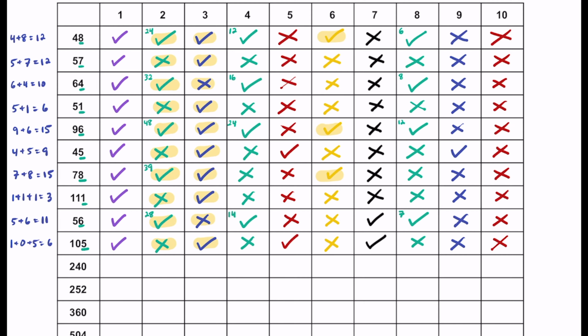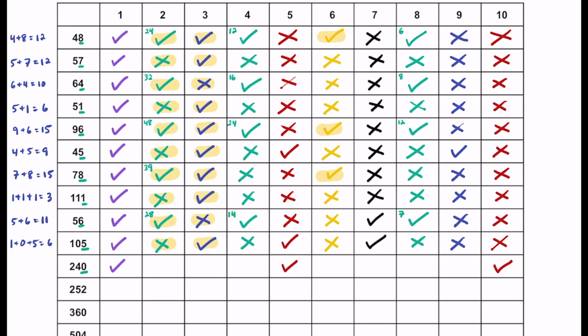Okay. Next, we have 240. 240 is divisible by 1. It ends with a 0, so that's going to work for 5 and 10. So this is divisible by 5 because it ends in 0, and because it ends in 0, it's also divisible by 10.